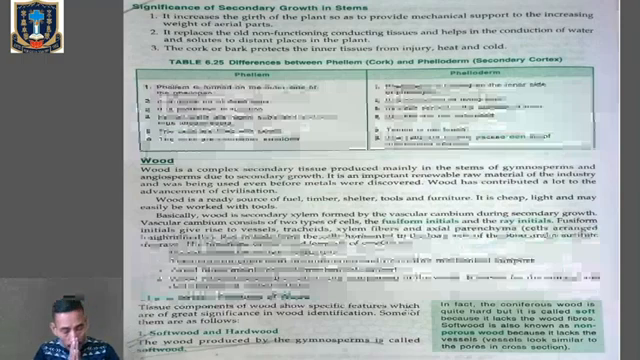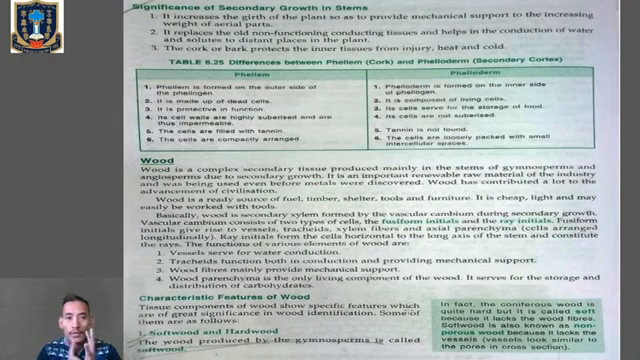Now next, we will learn about the significance of secondary growth in stems. The importance of secondary growth in stems is to increase the girth or the thickness of the plant, so that it can provide mechanical support to the plant. Number two, it replaces the old non-functioning conducting tissue and helps in the conduction of water and solutes to the distant places in the plant. And number three, the cork or the bark protects the inner tissue from injury, heat and cold. Clear? So this is the significance of secondary growth in the stem.